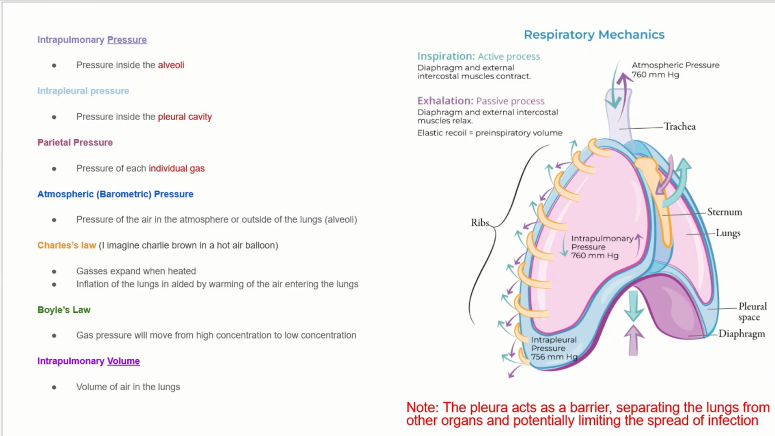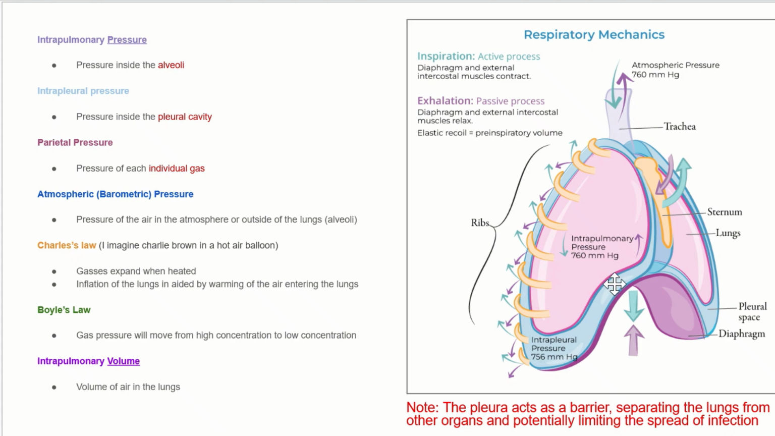And then Boyle's law is going to be the pressure from high concentration to low concentration. I don't unfortunately have an easy little memory trick for this one. I just remember how multiple areas within this unit, we talk about going from high pressure to low pressure, or high concentration to low concentration. And then intrapulmonary volume, again, intra, so the volume of air in the lungs. Again, breaking down of the words is very helpful.